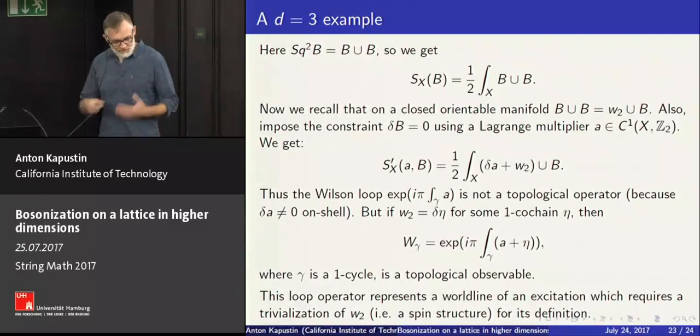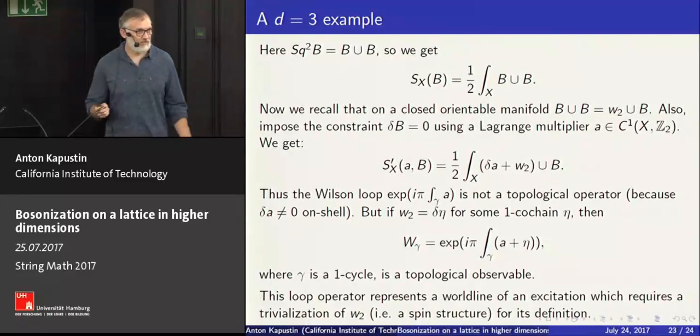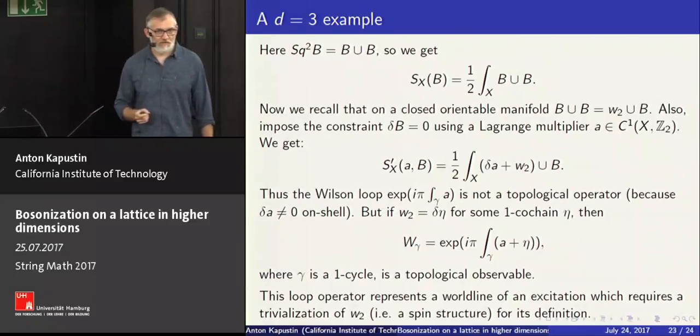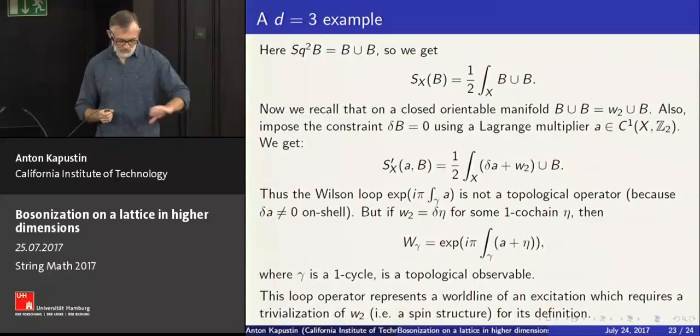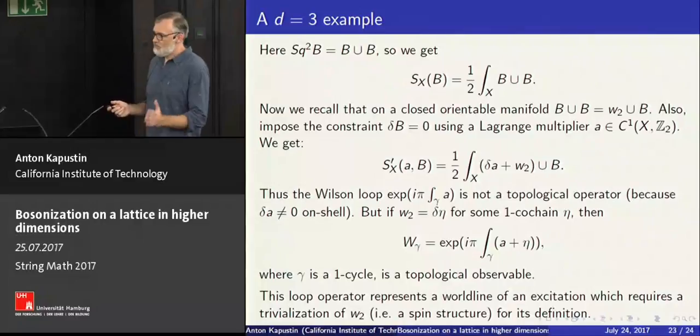But now let's reinterpret this a little bit. Let's think about b as the Lagrange multiplier. Now b is not constrained, it's just a Z2 cochain, it's not a cocycle. So when you sum over b, you get a constraint that delta a plus w2 is 0, but a is not closed. Which means that if you try to construct a Wilson loop in the usual way, a Z2 Wilson loop, because a is after all a Z2 gauge field, that's not a topological operator, because if you move around the cycle gamma, since a is not closed, you're going to get different results. So that's not a topological observable.